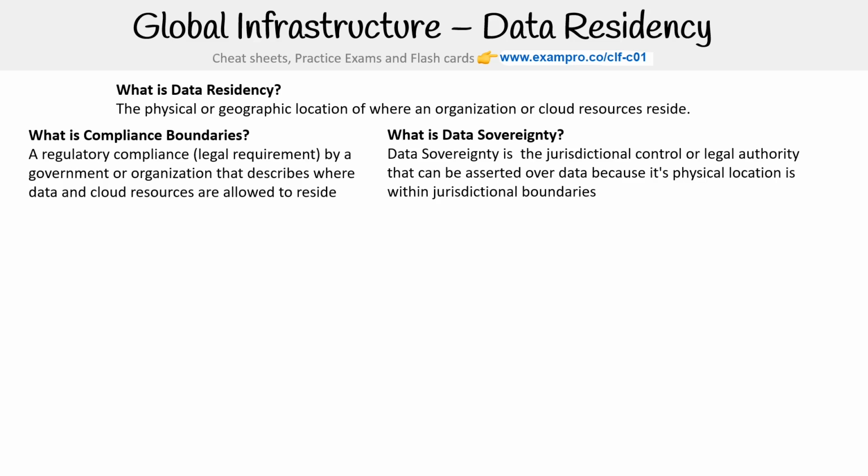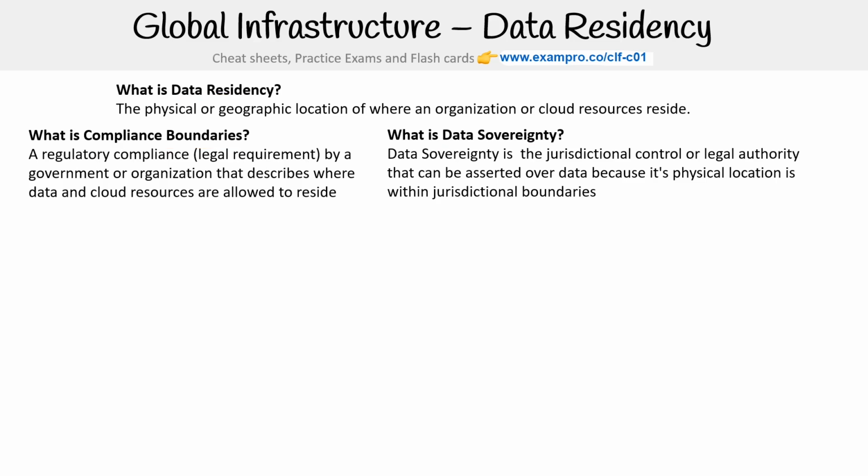So data residency is not a guarantee, it just says where your data is, right? And compliance boundaries are those controls that are in place to make sure data stays where we want it to be. And data sovereignty is the scope of the legal stuff that ties in with compliance boundaries. So how do we do that on AWS?